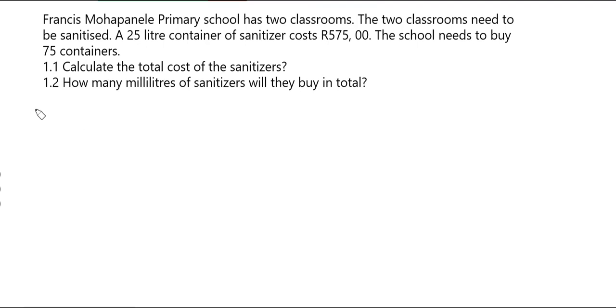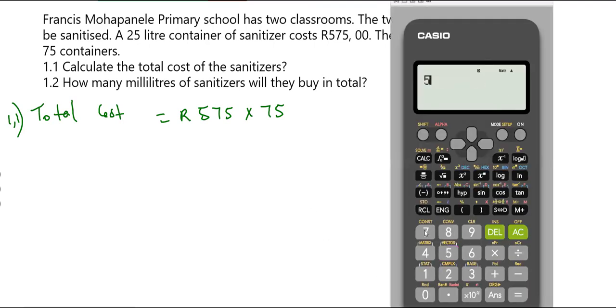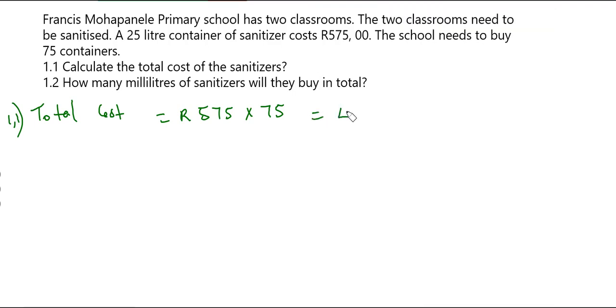Okay, so here total cost should be equal to 575 times 75. This 575 rand times 75 containers. What must we get there? 575 times 75. We get 43,125. So it's 43,125.